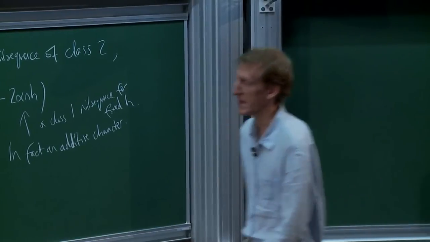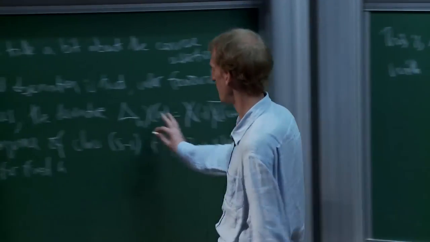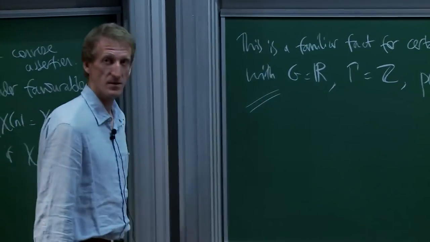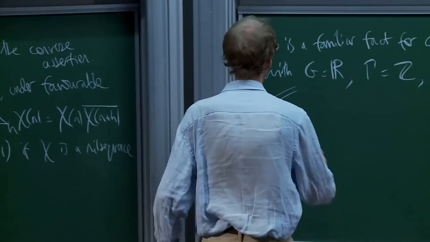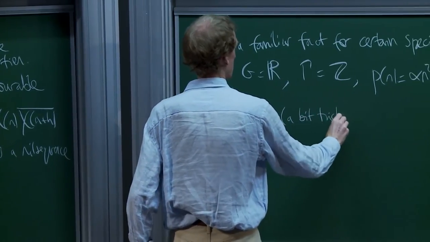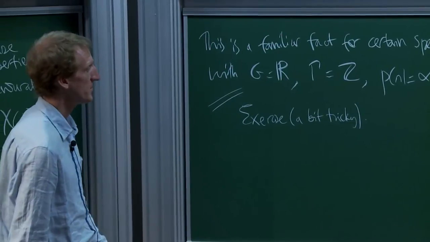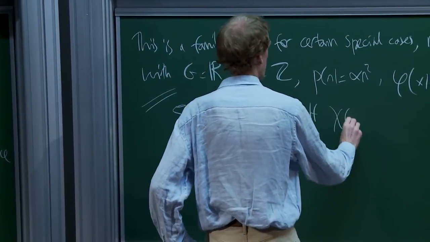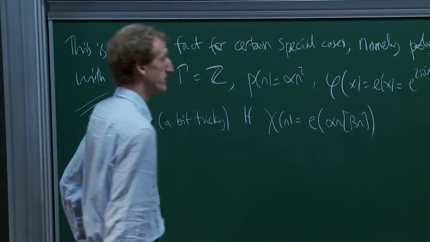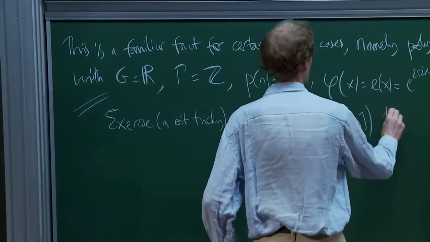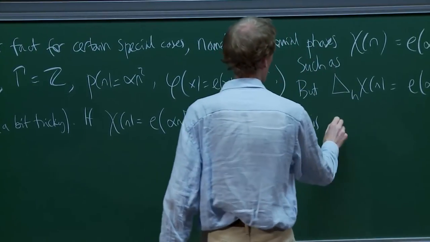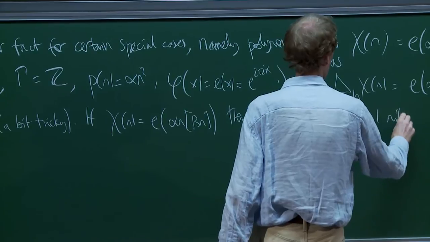So what I claim is true is that there's a complete generalization of this observation to arbitrary nilsequences. Maybe I'll just mention another example. I'll leave this as a not very easy exercise. So, exercise. And this is definitely a bit tricky. Convince yourself that if chi of n is e of alpha n times brackets beta n, then the same is true. So delta sub h chi of n is a class 1 nilsequence.